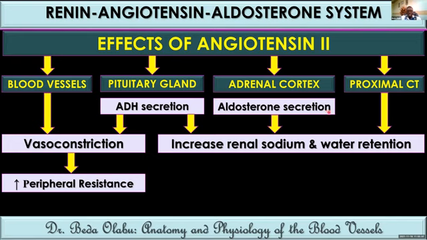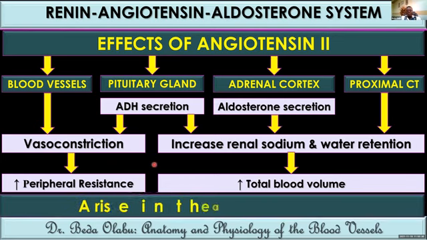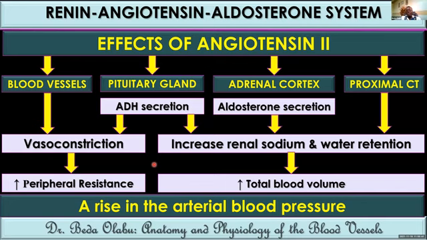Anyway, we see that all these converge under two umbrellas. Increased vasoconstriction increases the total peripheral resistance. Sodium and water retention increases blood volume, and that will have an effect on cardiac output. Of course, if you take water because of thirst, you also increase blood volume. So the renin-angiotensin-aldosterone system overall raises the arterial blood pressure.